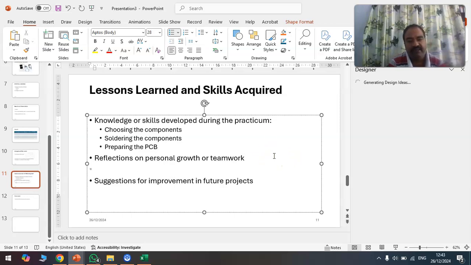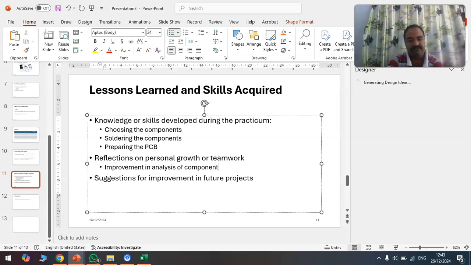And any reflections on him? Yes, he said that he had a few reflections. One thing is he understood how to do analysis, an improvement in the analysis of components. He said that he is now good at analyzing the circuit and the operation of each of these components.